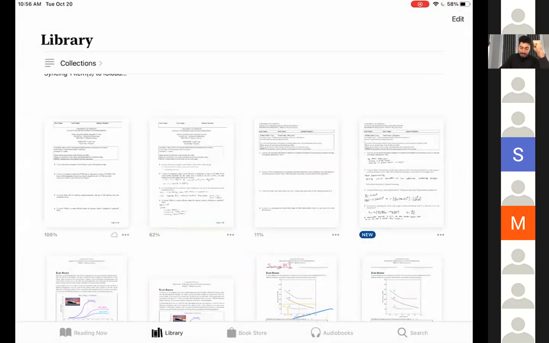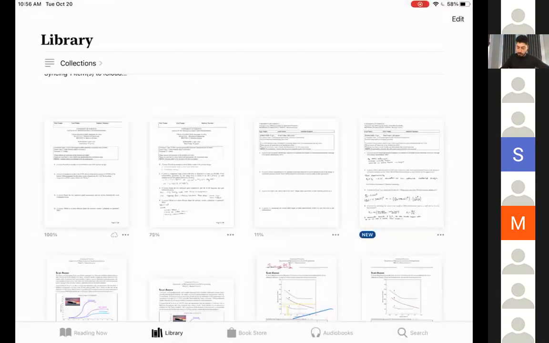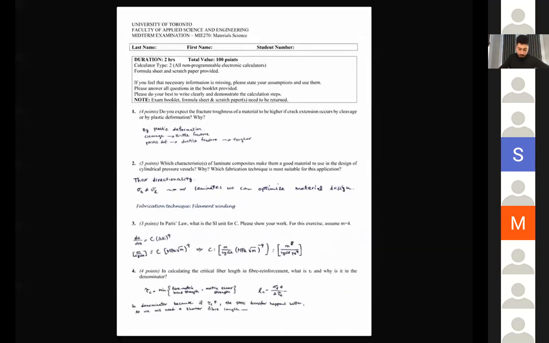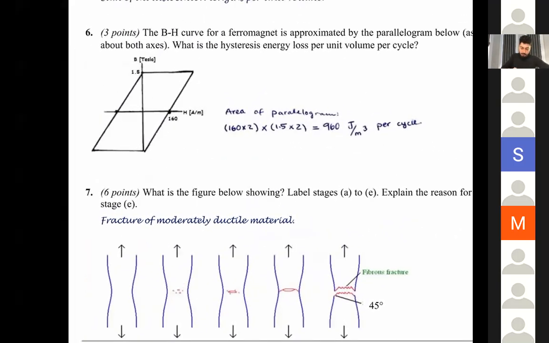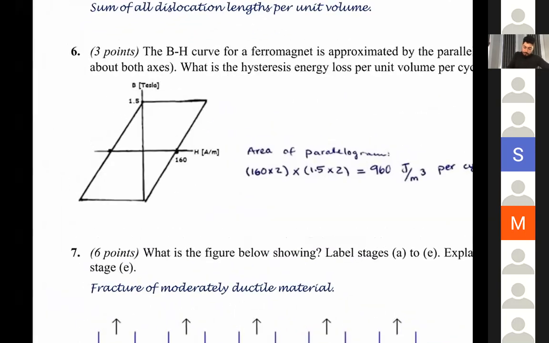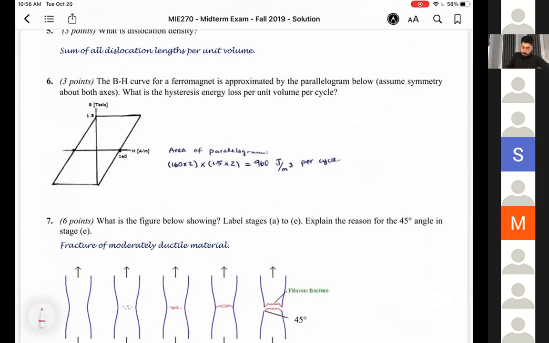Just cry. Okay, let me point out the tricks in the 2019 exam. And then you can solve them on your own time once you know the tricks, okay? This one right here. Know that the energy lost per unit volume is just the area inside the hysteresis curve. Okay, that's for magnetic materials.